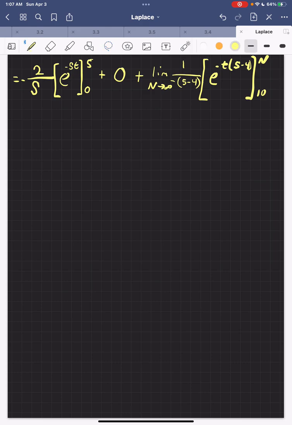All right, so at this stage, it's time to use that definite integration, so that f of 5 minus f of 0. Of course, this is all going in for t. And this is going to be f of n minus f of 10. And here we go. So what is that going to look like?